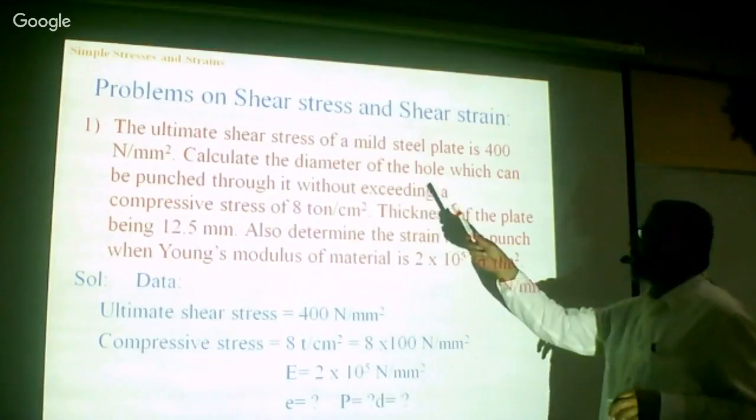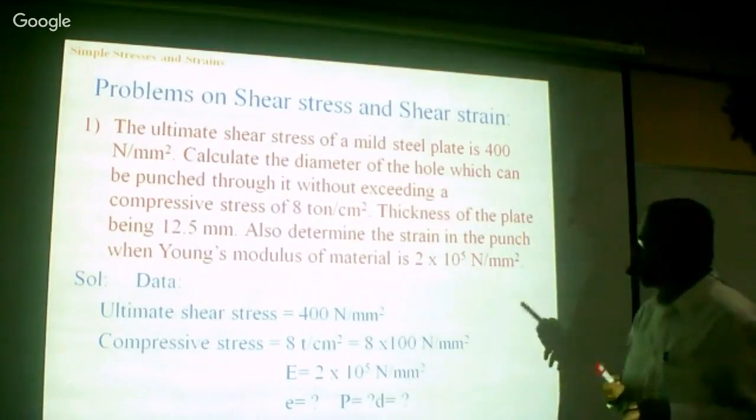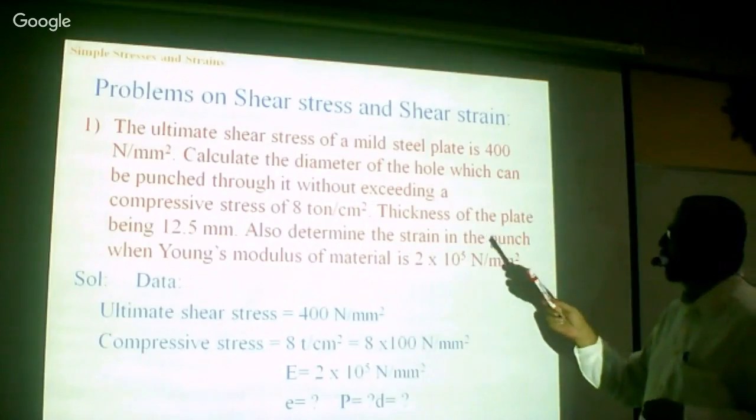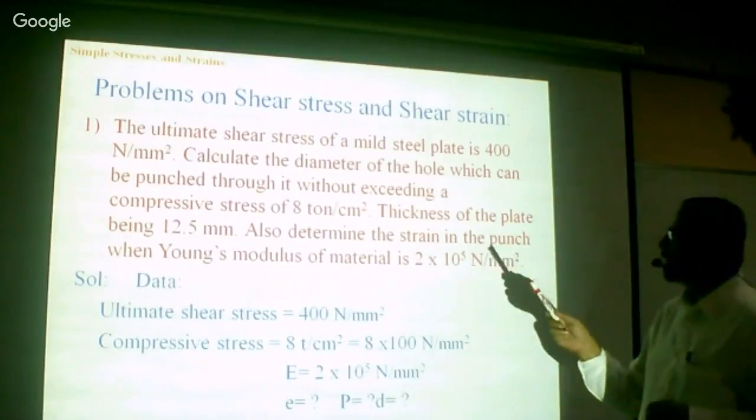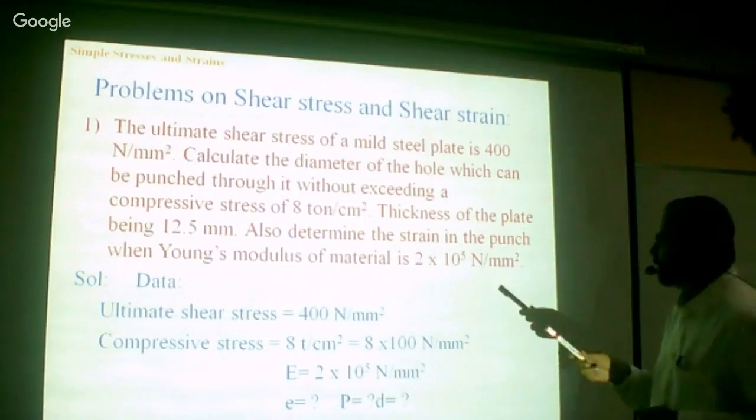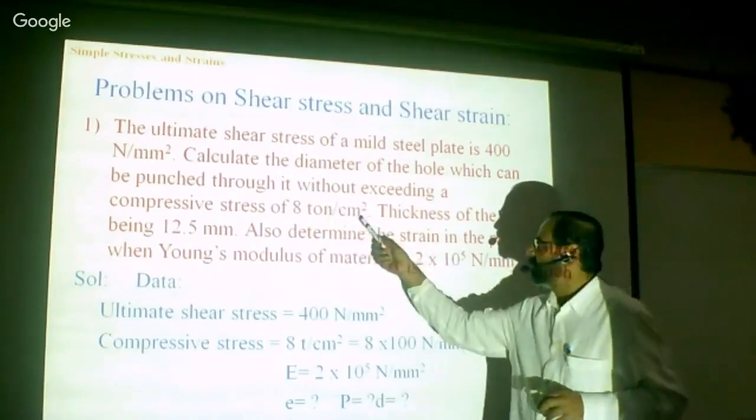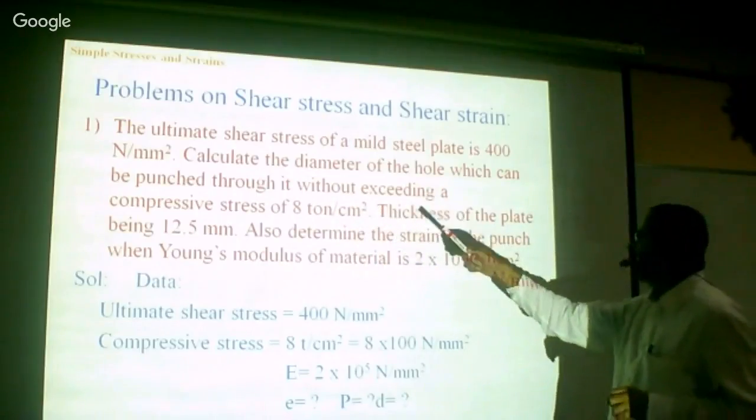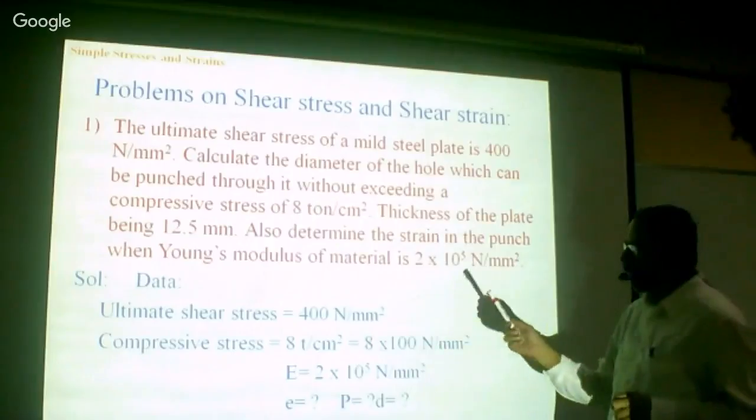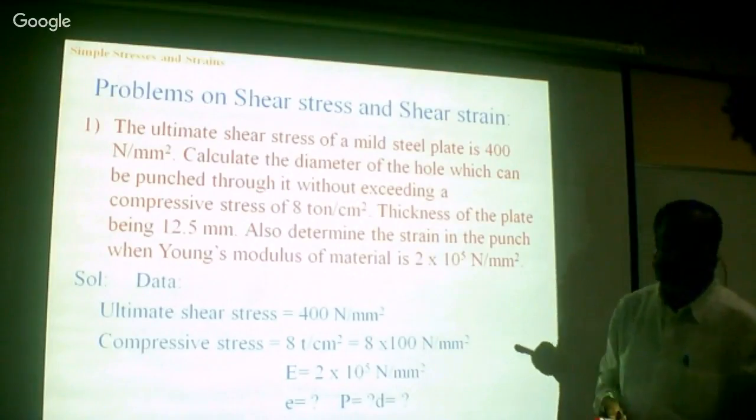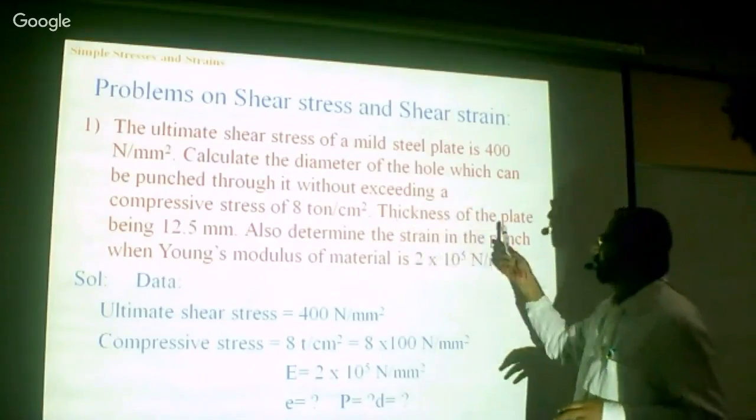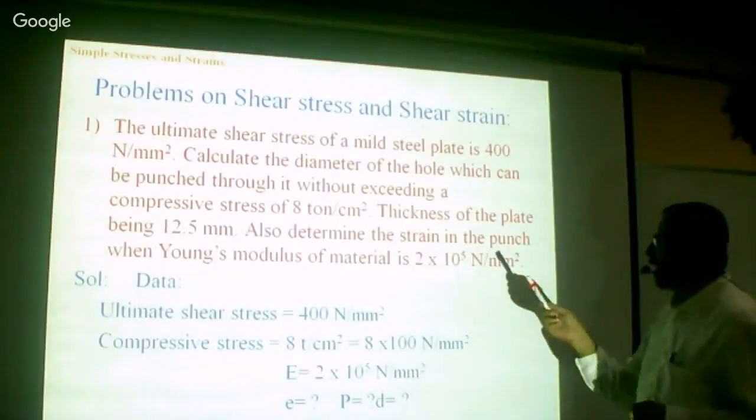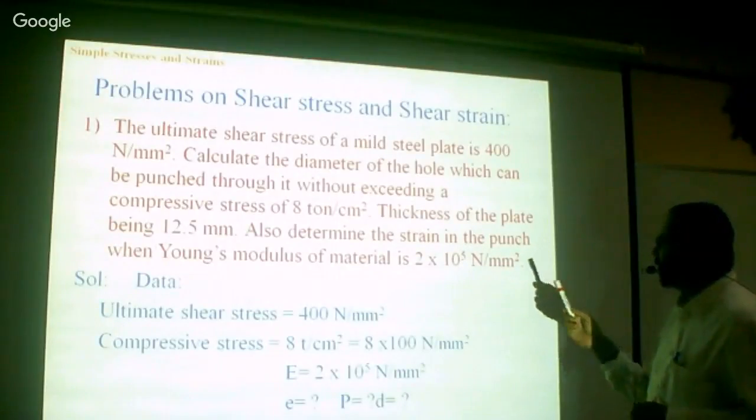Now, the ultimate shear stress of a mild steel plate is 400 newtons per millimeter square. Calculate the diameter of the hole which can be punched through it without exceeding a compressive stress of 8 tons per centimeter square. This is where the conversion plays a very big role. Please go through the conversion, how to convert this into newtons per millimeter square. I request all the students to apply the same unit throughout the problem. The thickness of the plate is 12.5 millimeter, and also determine the strain in the punch. The Young's modulus of the material is 2 into 10 to the power of 5 newtons per millimeter square.